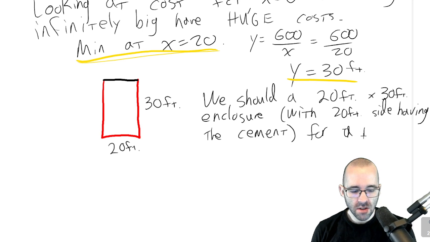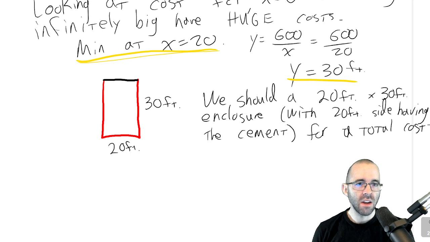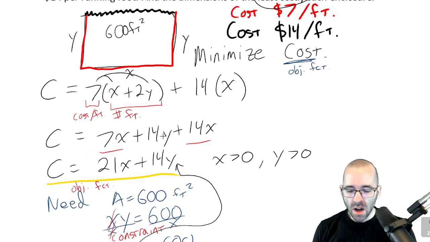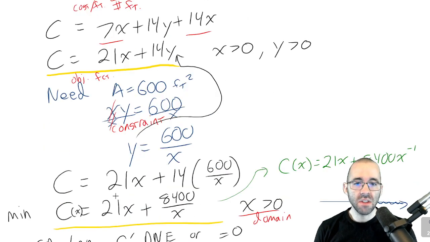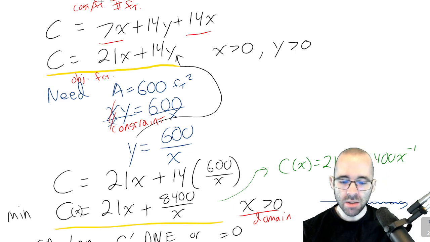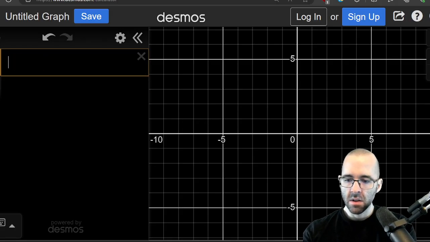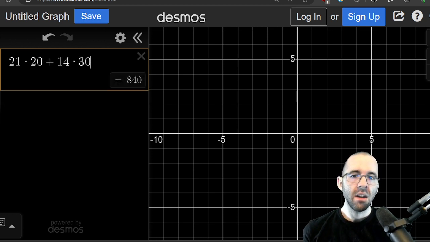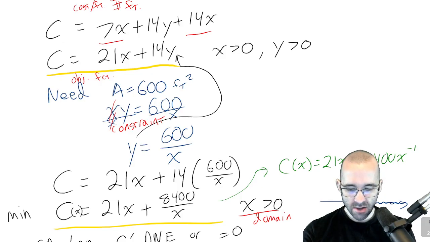For a total cost, how much are we actually having to pay for this? I said minimize the cost. Well, how much is it going to cost? We can use our cost function, right? Cost was 21x plus 14y. You could also use this one. I like this one. This one's a little easier. 21x plus 14y. Cost is going to be $840.